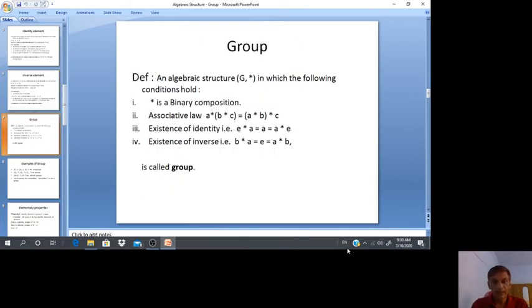So now let us define group. What is a group? What do we mean by a group? A group is an algebraic structure in which the following conditions hold. First, the composition should be a binary composition. Associative law should hold for the composition. Identity element exists for the composition. Inverse of an element exists for the composition. If these four conditions hold for the composition star in G, then we say such a structure is a group.